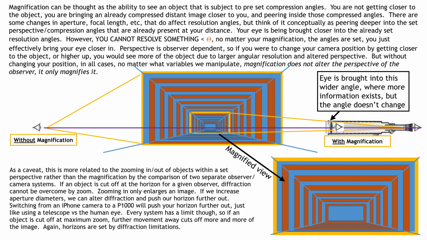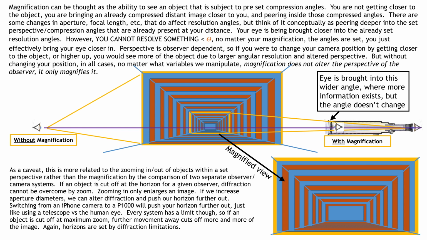Perspective is observer dependent. So if you were to change your camera position by getting closer to the object or higher up, you would see more of the object due to larger angular resolution and altered perspective, decompressing those angles. But without changing your position, in all cases, no matter what variables we manipulate, and I'll say magnification, but specifically I mean zoom, does not alter the perspective of the observer. It only magnifies what you're seeing.